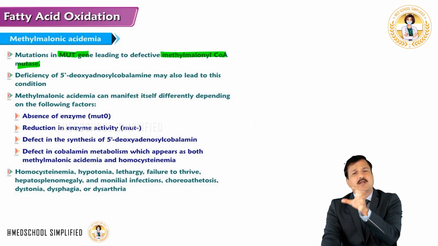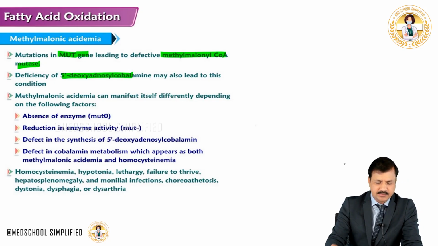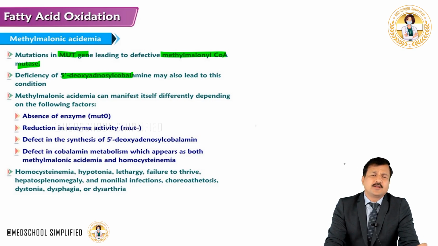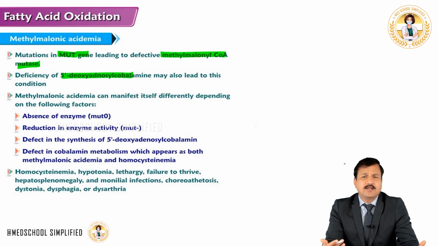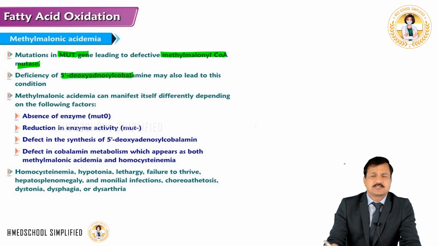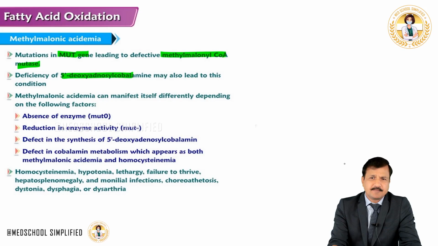There can be an acquired cause for methylmalonic acidemia, and that is because of vitamin B12 deficiency. Particularly, it is the 5-deoxyadenosylcobalamin deficiency. Now, out of these two, that is the inherited cause and the acquired cause, mutations in the MUT gene, which codes for the methylmalonyl-CoA mutase enzyme, are the cause for 60% of methylmalonic acidemia cases.